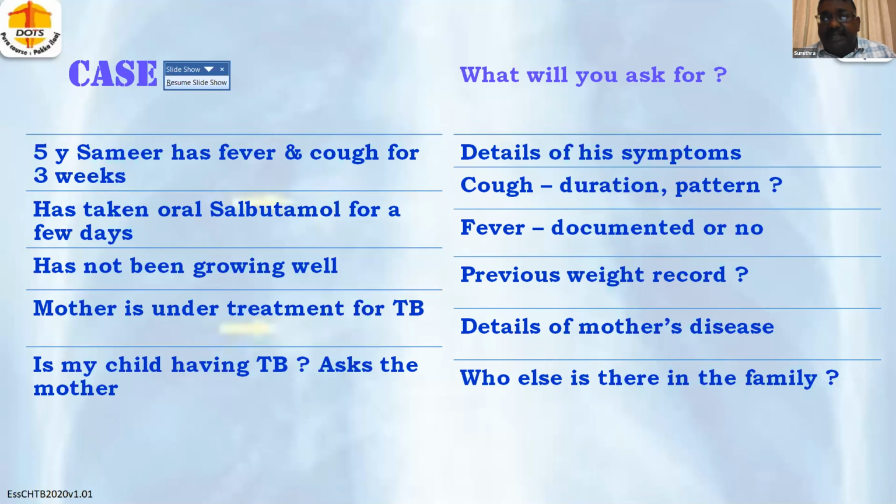Then, mother is under the treatment of tuberculosis. So we will have to ask about the mother's disease also. What type of TB is it? Is it pulmonary TB, extrapulmonary TB? Is she on treatment? Is it an MDR TB? And also we should think about who else is there in the family.